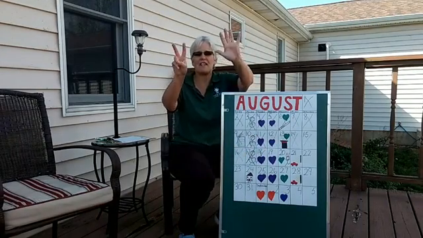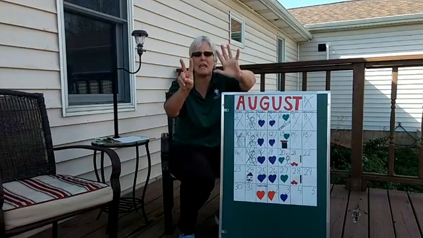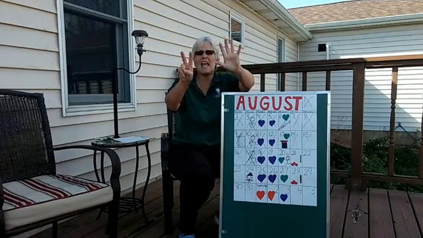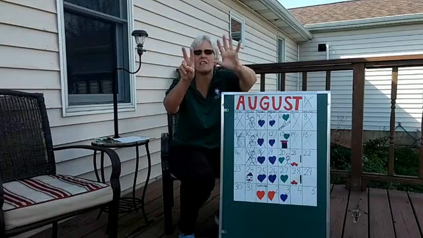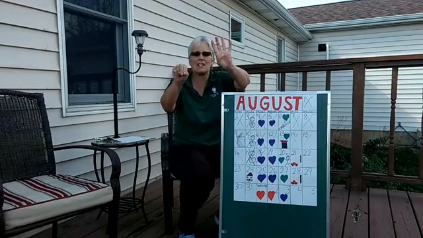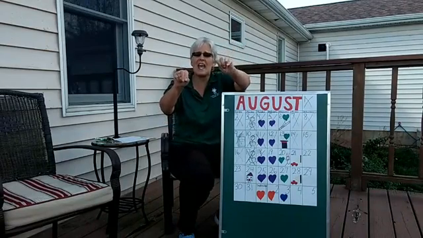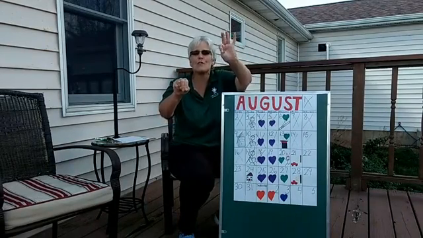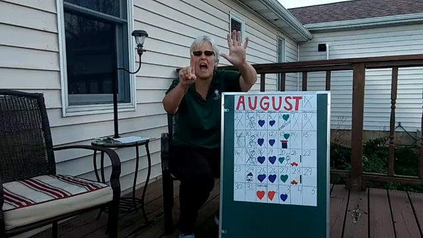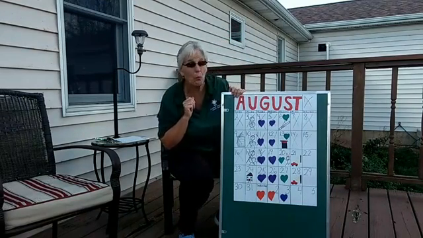There are 7 days. There are 7 days. There are 7 days in a week. Sunday, Monday, Tuesday, Wednesday, Thursday, Friday, Saturday. Sunday, Monday, Tuesday, Wednesday, Thursday, Friday, Saturday. Yes, 7 days make up 1 week.